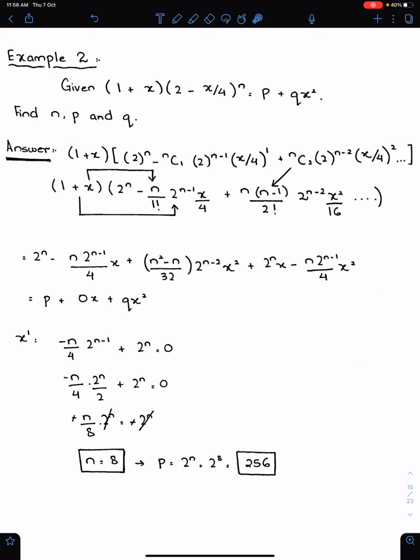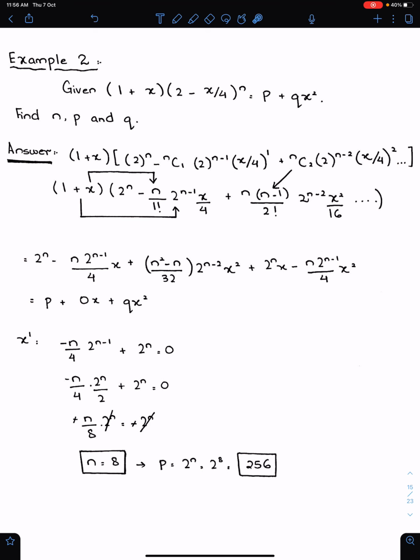Let me zoom in on this. Then nC1, because of this negative, signs alternate: nC1, 2 power n minus 1, x upon 4 power 1. Then nC2. Now you need to multiply 1 with all, and x with this and this. No need to multiply x with this, because this will become x cubed, which is not required.